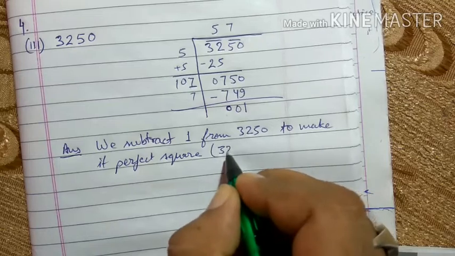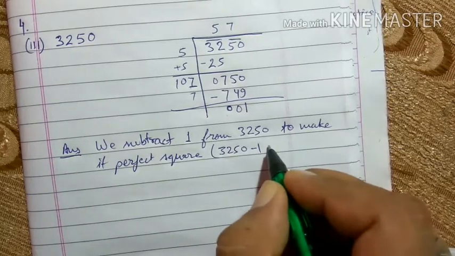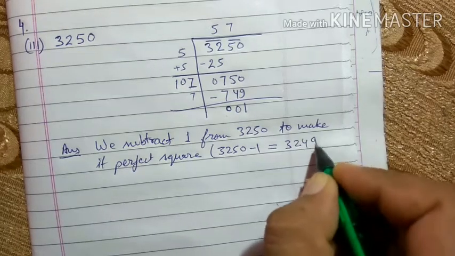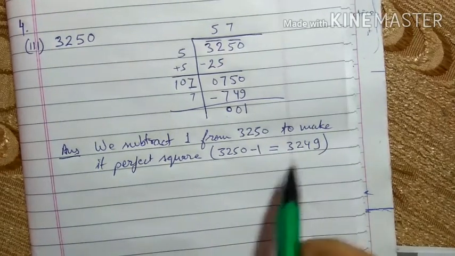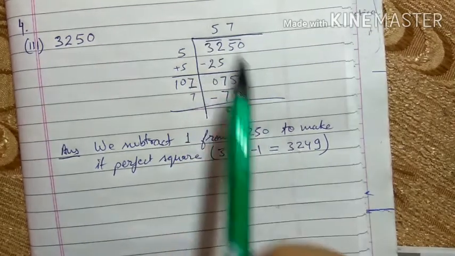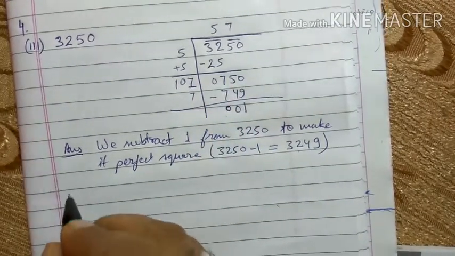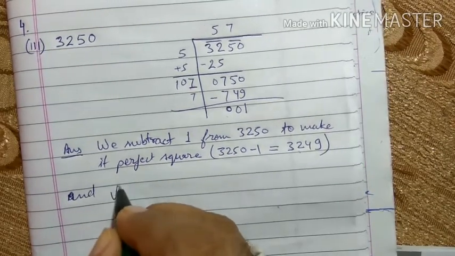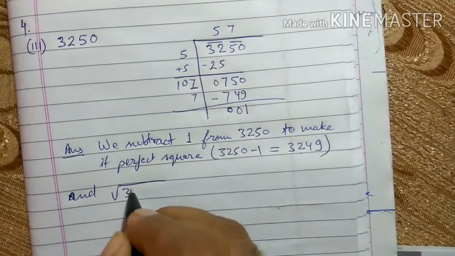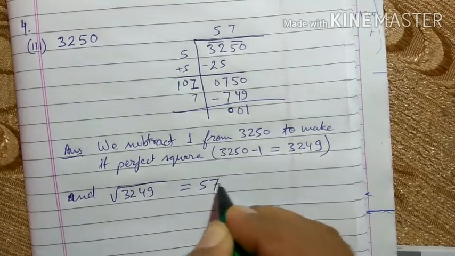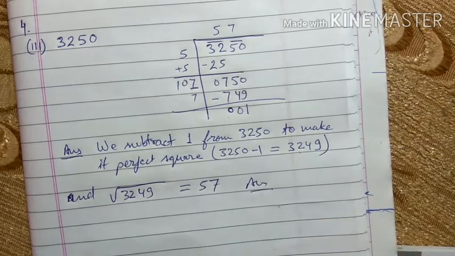Your perfect square is 3250 minus 1, which is equal to 3249. And 3249 is a perfect square, and it is the square of 57. So we also write: square root of 3249 is equal to 57, the final answer.